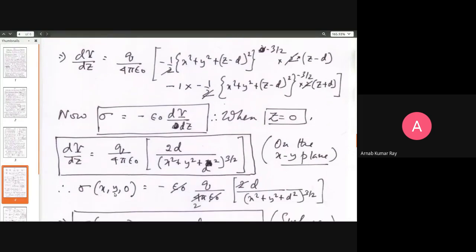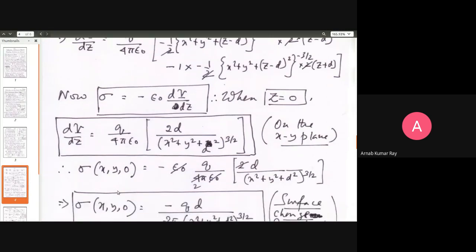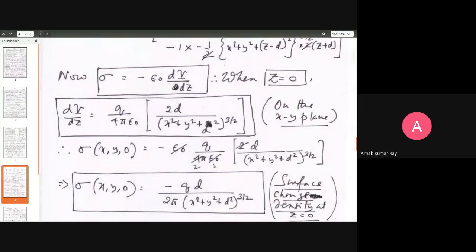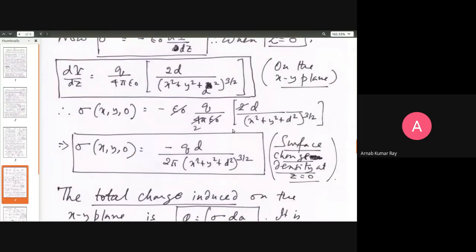So sigma x, y, z equal to 0, on the xy plane your coordinates will be sigma xy 0, which will be equal to minus epsilon naught into q by 4 pi epsilon naught into 2d by x squared plus y squared plus d squared raised to 3 halves. Okay, so this 2 and this 4 will cancel to give you a 2 pi. Epsilon naught and epsilon naught will cancel, and sigma xy0 is equal to minus qd by 2 pi x squared plus y squared plus d squared raised to 3 halves.